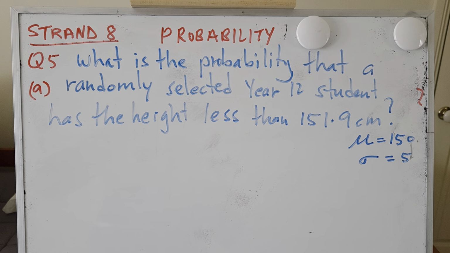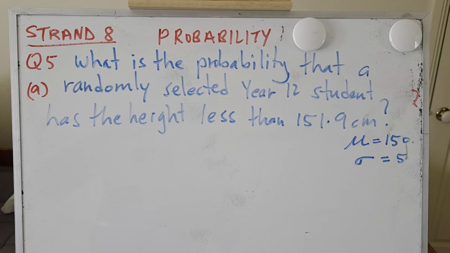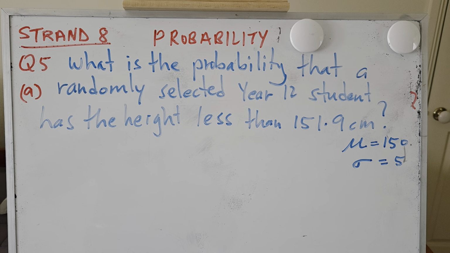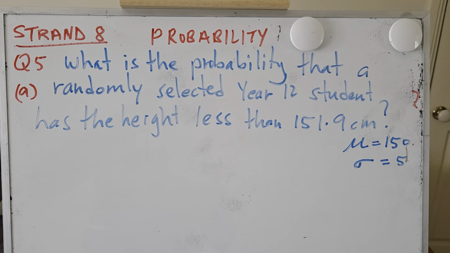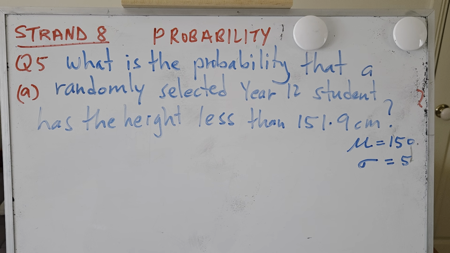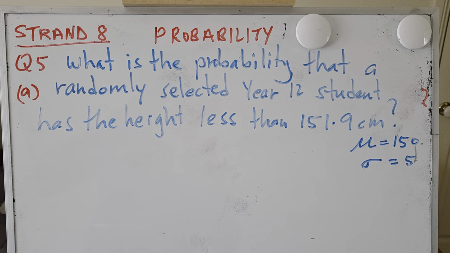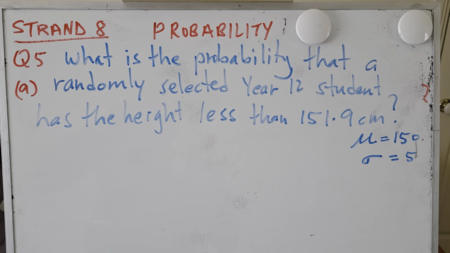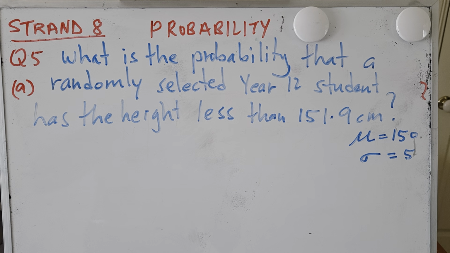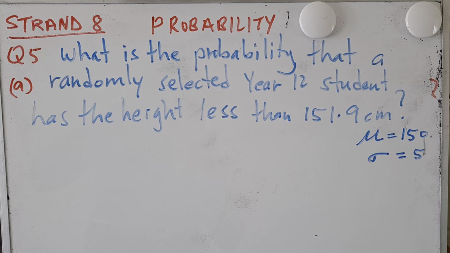Strand 8. Topic is probability. Question number 5, part A. The question is, what is the probability that a randomly selected year 12 student has the height less than 151.9 centimeter? The mean is 150 and the standard deviation is 5. This is the question where we need to use the normal distribution curve, the bell-shaped normal distribution curve.